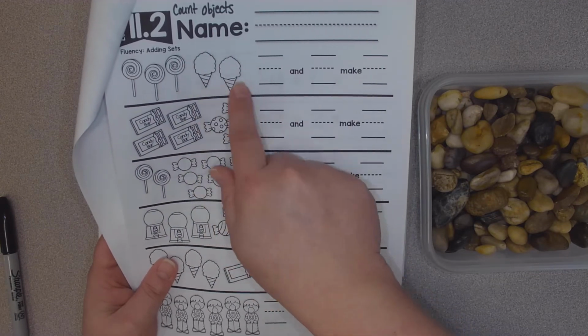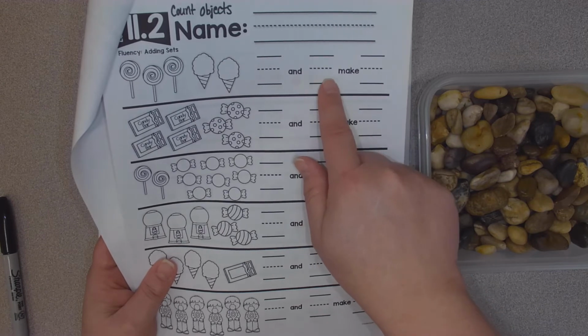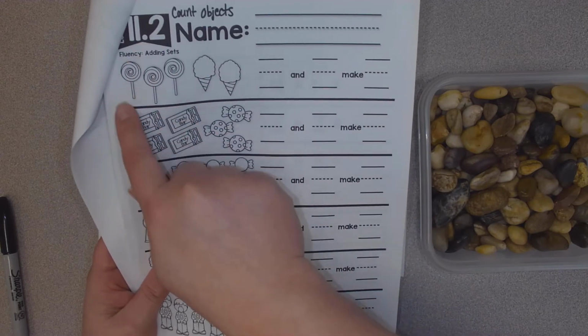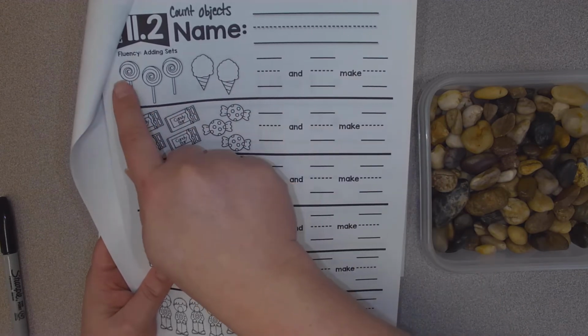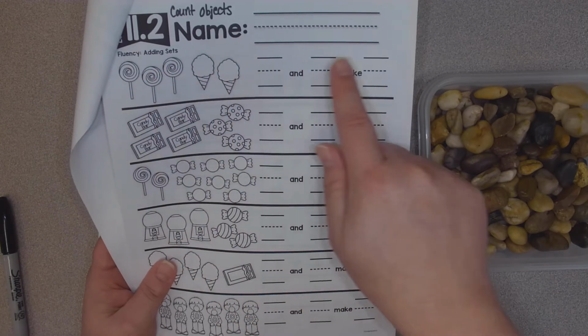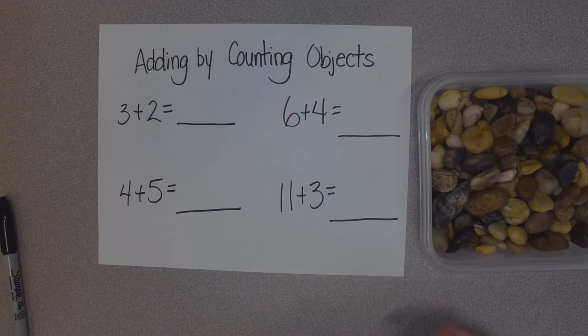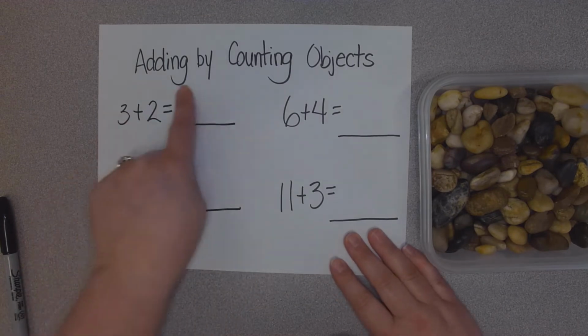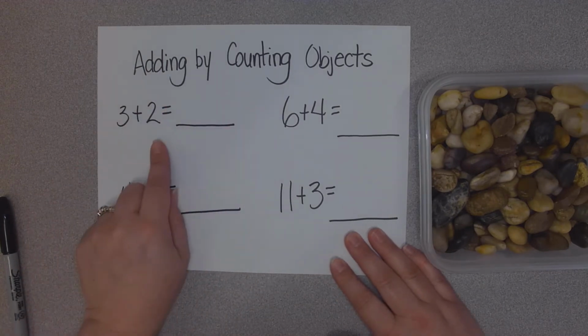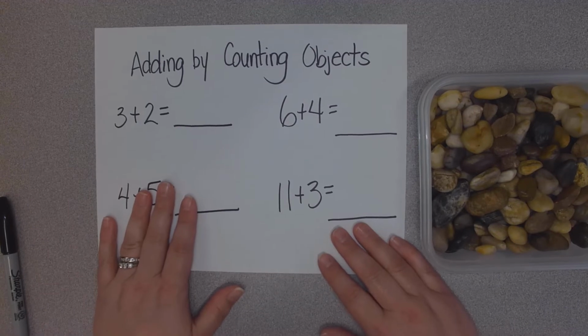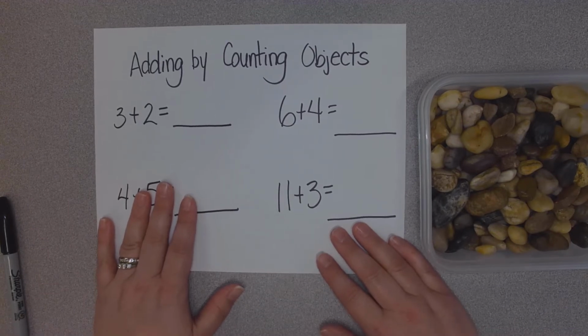And then we have 2 cotton candies. The 2 would go there. And the total number would go at the end. So we have 1, 2, 3, 4, 5 at the end. We can also add by counting objects when we have a regular number sentence like this. I'm going to show you how to do that, and then you could practice doing some counting at home too.